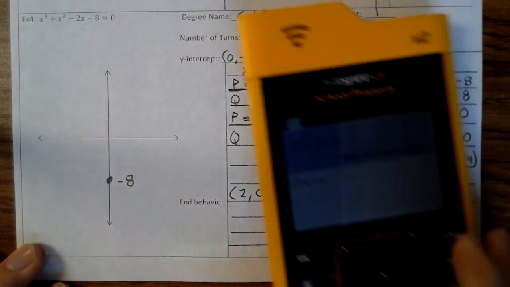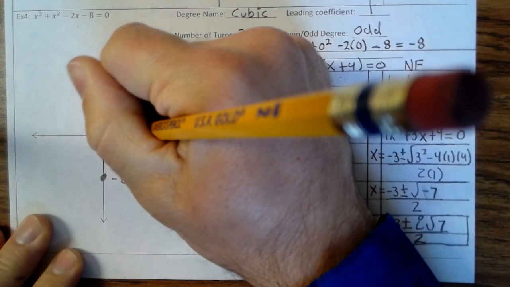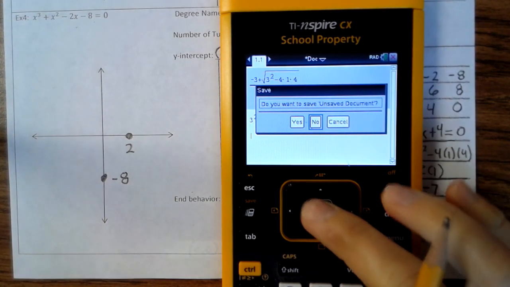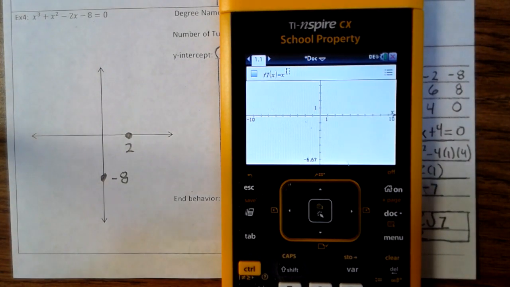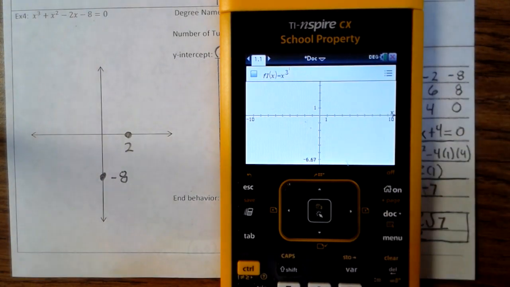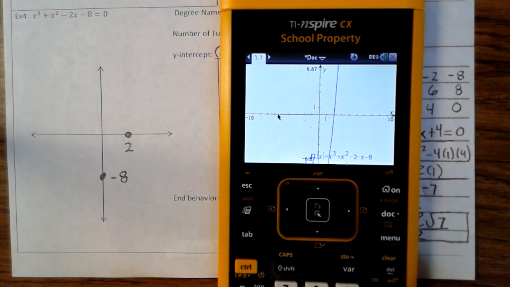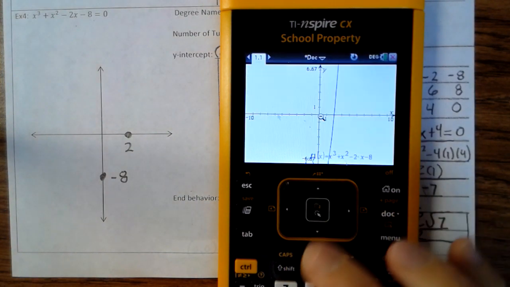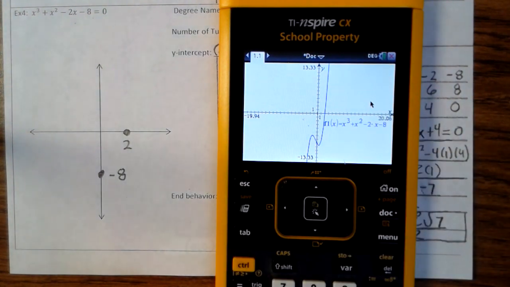All right, so let's go ahead and take a look at what the graph on the calculator looks like. Okay, we know that we have 2 here. So we're going to go to On, New Document, No, Add Graph. So we have x cubed plus x squared minus 2x minus 8. Press Enter. And I'm going to go to Menu, Window Zoom, and I'm going to do Zoom Out. I'm going to click once, and that's enough to see our graph.